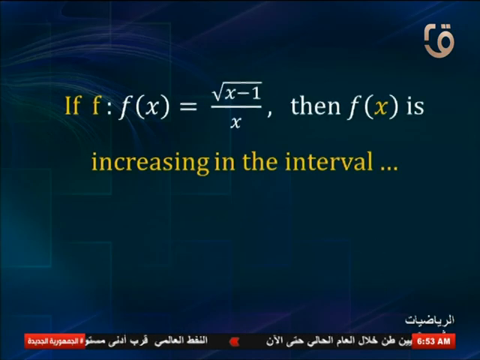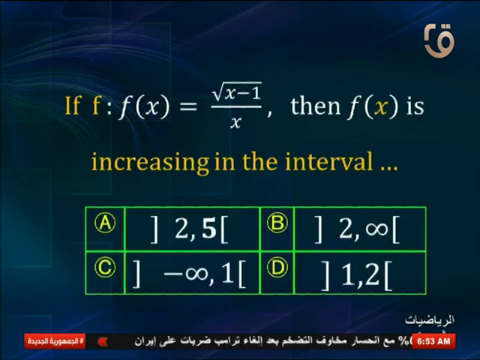My dear student, look at another example. f(x) = (square root of x − 1) over x. Then f(x) is increasing in the interval. Choose the correct answer. A, open interval (2, 5). B, open interval (2, infinity). C, open interval (−infinity, 1). D, open interval (1, 2).